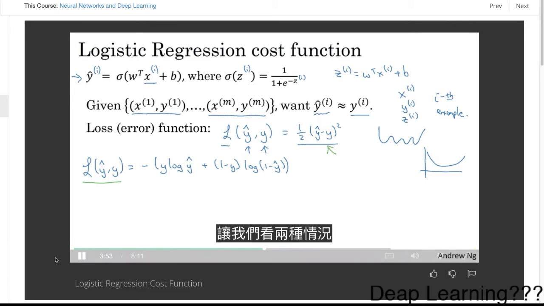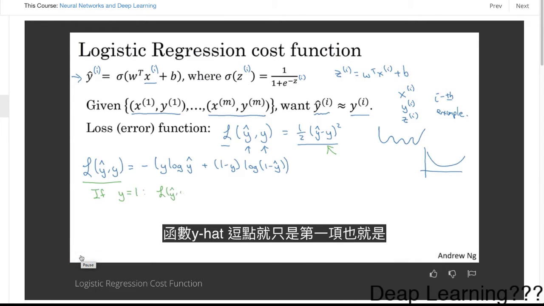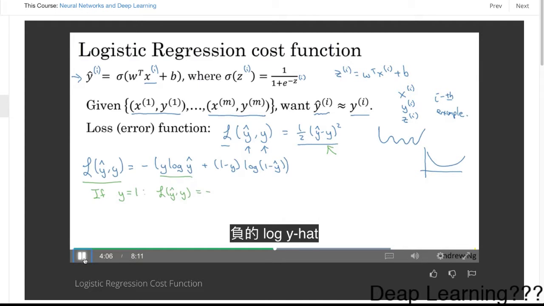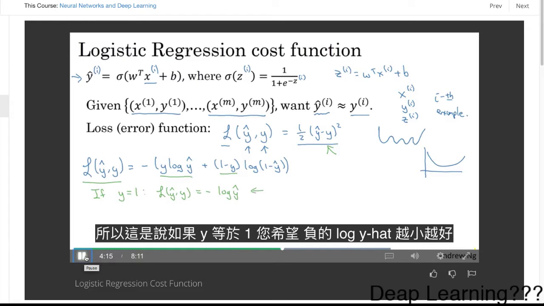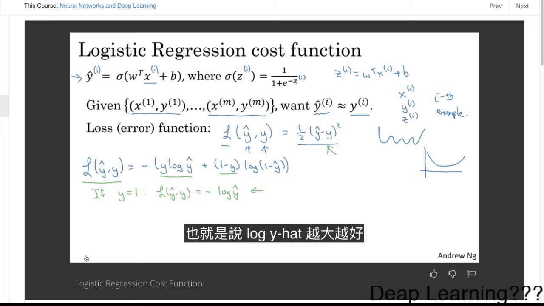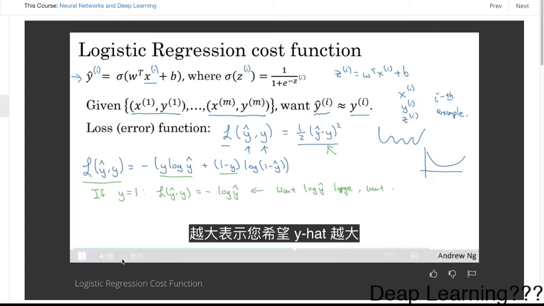To understand why this makes sense, let's look at the two cases. In the first case, let's say y is equal to 1. Then the loss function of y hat comma y is just this first term, right? And there's a negative sign, so it's negative log y hat if y is equal to 1, because if y equals 1, then the second term, 1 minus y, is equal to 0. So this says if y equals 1, you want negative log y hat to be as small as possible. That means you want log y hat to be as big as possible, and that means you want y hat to be large.